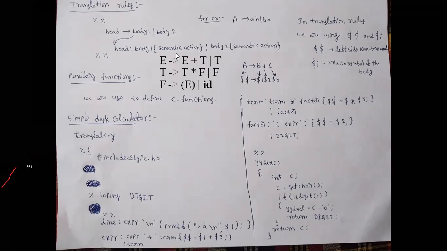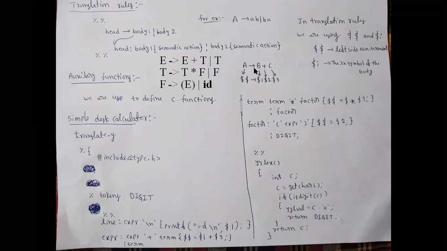So for example, suppose there is body 1, and in it, for example, A produces a b. So A is represented by dollar dollar. Okay, and in the production small a represents $1, and here small b represents the $2 value. So that means $I is the ith symbol of the body, the ith symbol in the body. So this is the first one, this is the second one. So similarly, take A produces AB, A produces BA. So we are using this in translation rules.